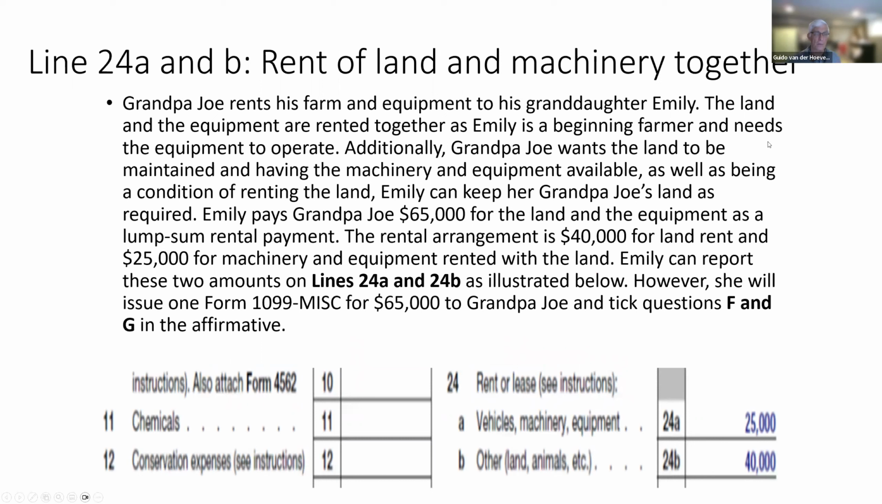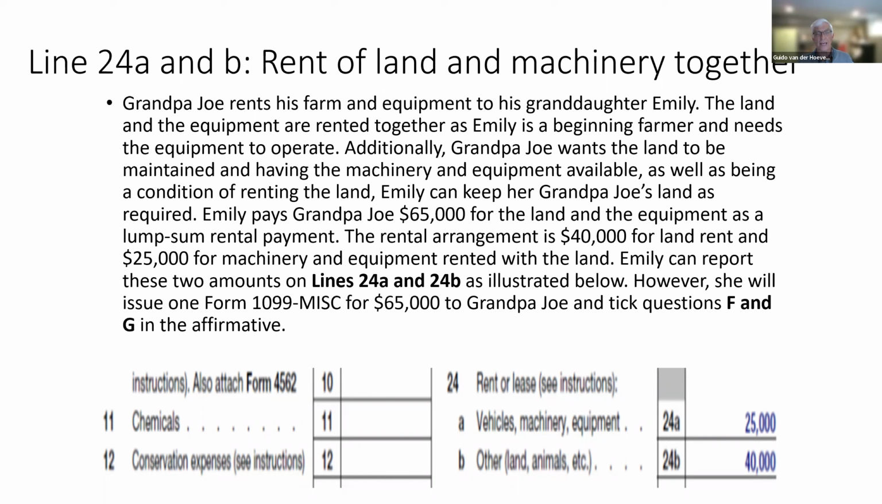Here, looking at a planning strategy, renting of land and machinery together. So Grandpa Joe rents his farm and equipment to his granddaughter Emily, and then the land and equipment are rented together as she's a beginning farmer and needs the equipment to operate. And Grandpa Joe wants his land to be taken care of in a certain way, and he wants to make sure that the machinery and equipment's available to do it.